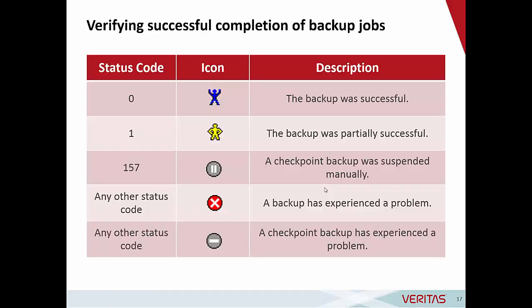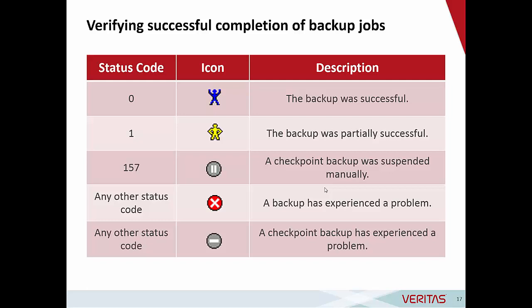The activity monitor also shows me the exit code for the job. Remember that status code 0 is the only code which indicates complete success. It worked. Everything was backed up and everything is restorable. Anything other than 0 represents at least a potential problem. Now I say a potential problem because you'll notice the next item on the list here is the status code 1, partially successful backup. Some of what we asked for was backed up and some was not.